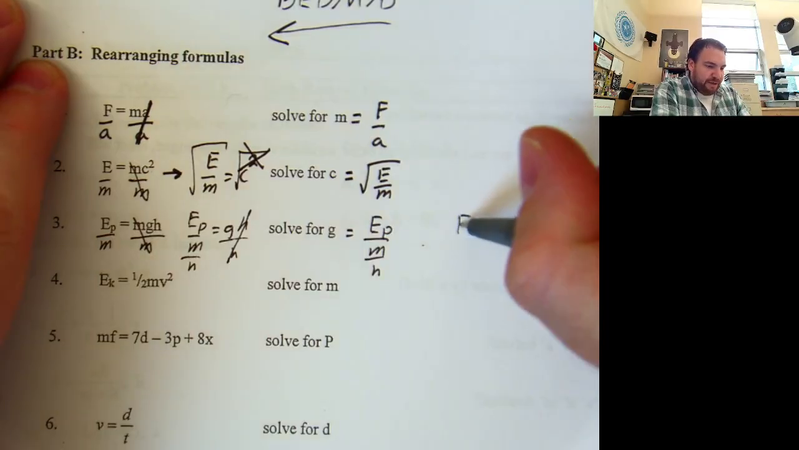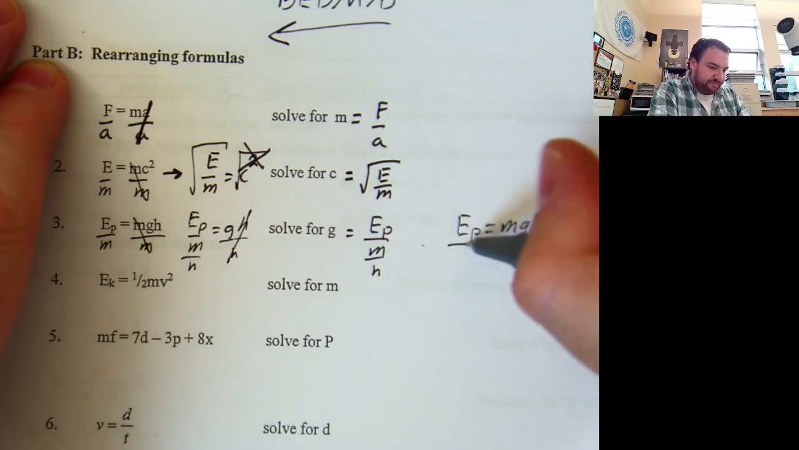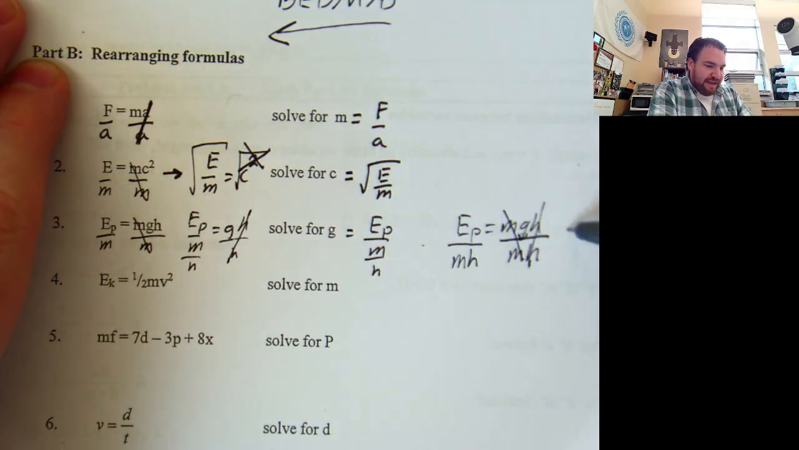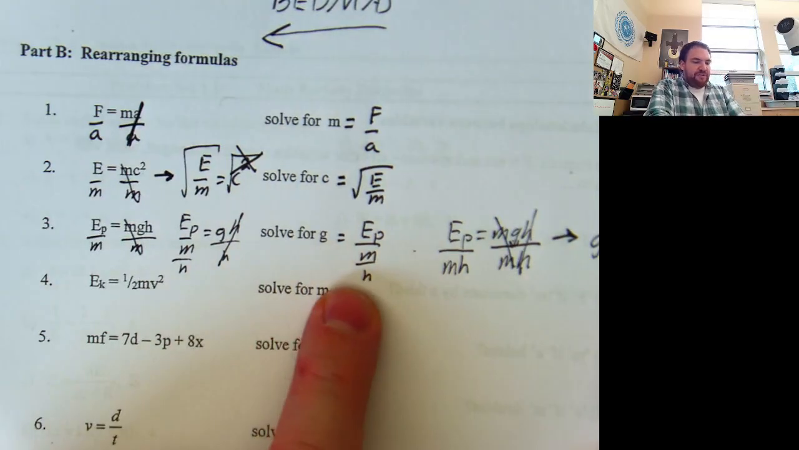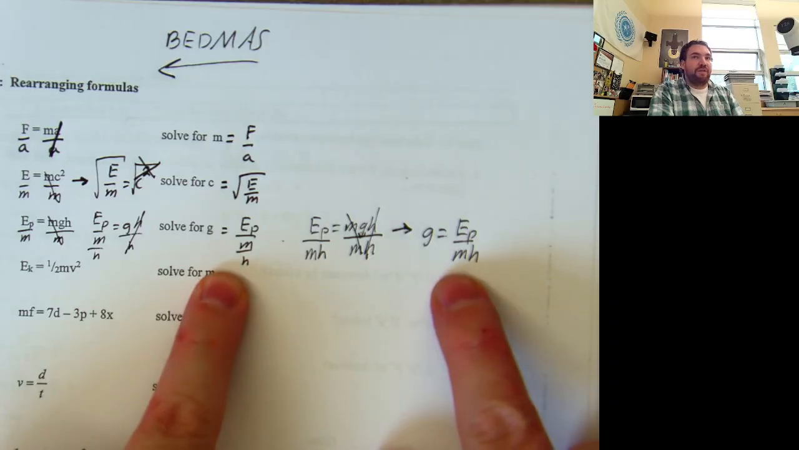I'll write it again. I've got Ep equals mgh. Instead of dividing by one at a time, I'll divide by both of them. I'll divide by m times h. The m's will cancel, the h's will cancel. And at the end of the day, we'll have g equals Ep over mh. And believe it or not, these two expressions are the same. Both are totally valid expressions.